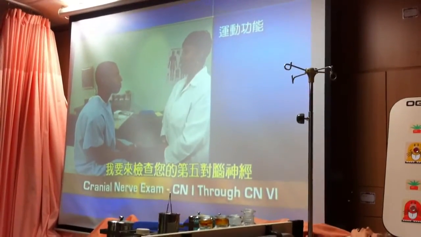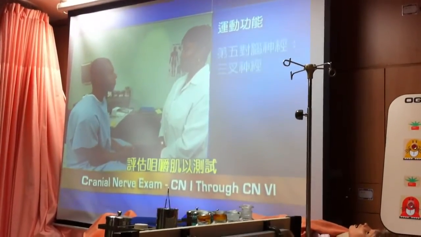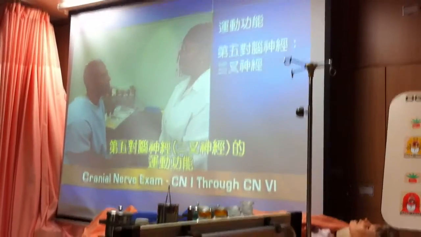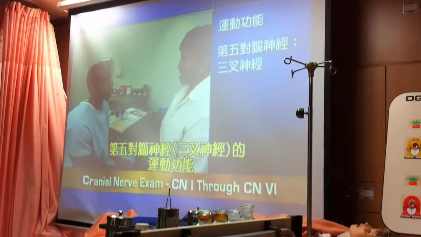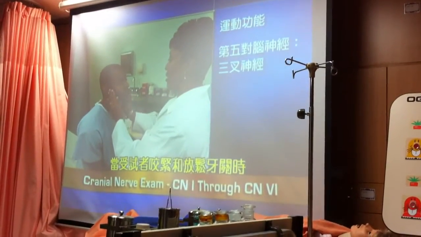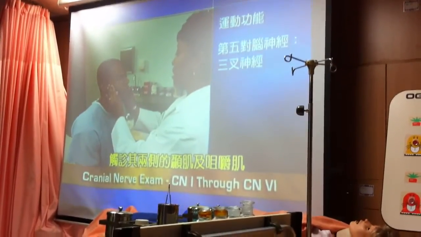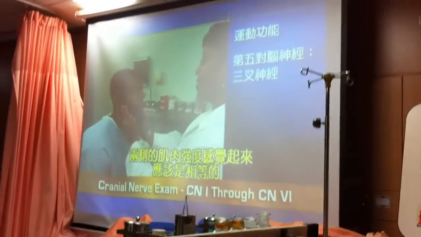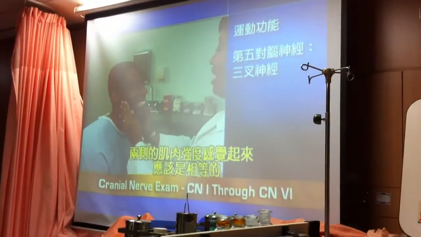I'm going to check cranial nerve 5. To test the motor function of cranial nerve 5, the trigeminal nerve, assess the muscles of mastication. Palpate the temporalis and masseter muscles as the person clenches and relaxes his teeth. The muscles should feel equally strong on both sides.